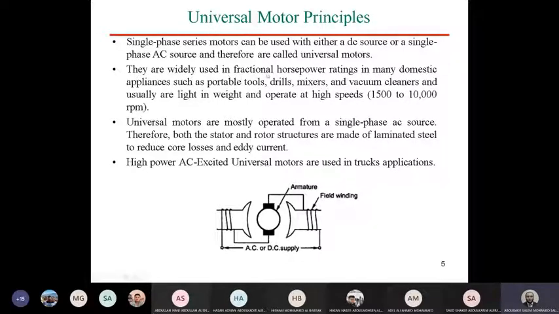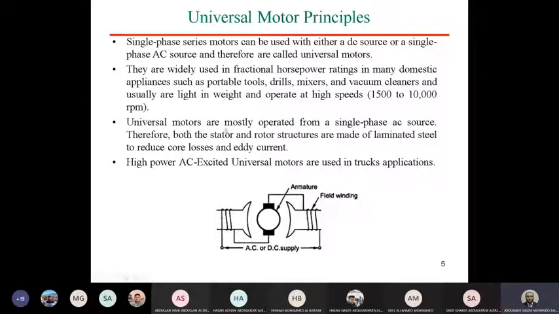They are widely used in fractional horsepower ratings. So this can be used for small power machines in many domestic appliances, such as portable tools, drills, mixers, and vacuum cleaners, but small vacuum cleaners, because large vacuum cleaners are made of induction motors. These motors are usually light in weight and small in size, by the way. They are very small motors, and speeds can vary between 1500 RPM and 10,000 RPM. So it has the advantage of high speeds.